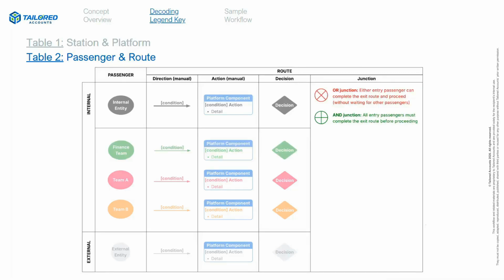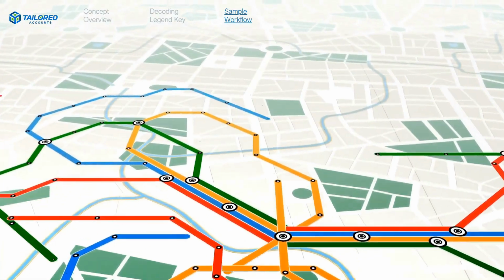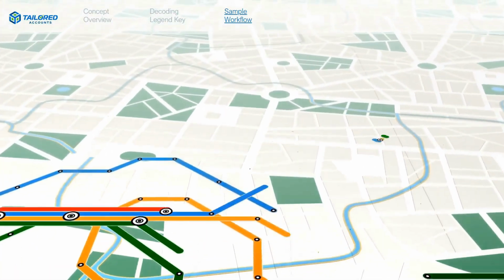Sometimes routes cross. An OR junction means that any one passenger arriving can complete the exit route and proceed. Meanwhile, an AND junction is a mandatory checkpoint. It means all entry passengers must arrive and complete their action before anything can proceed. For example, a bank payment must be authorized by multiple managers. This is how we build controls and compliance into our workflow visualization. Now that you know how to read the map, let's walk through an example.